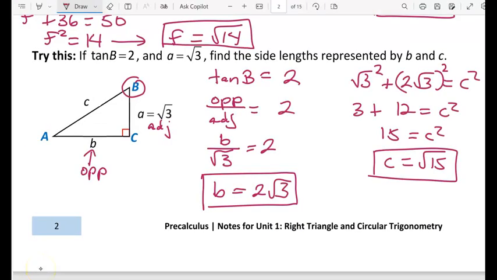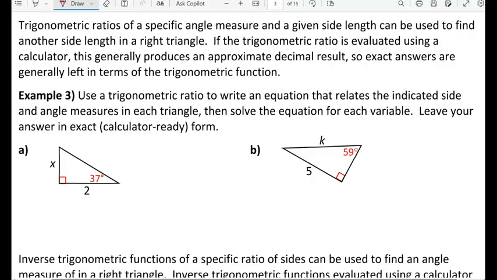Hopefully you got b is equal to 2 times the square root of 3, and c is equal to the square root of 15. Something else that you did in your geometry course is to use trig ratios for a specific angle measure and a given side length to find another side in a right triangle. So if we don't have 2 side lengths, then you can't use the Pythagorean theorem in the right triangle, but you can use SOHCAHTOA or right triangle trigonometry.